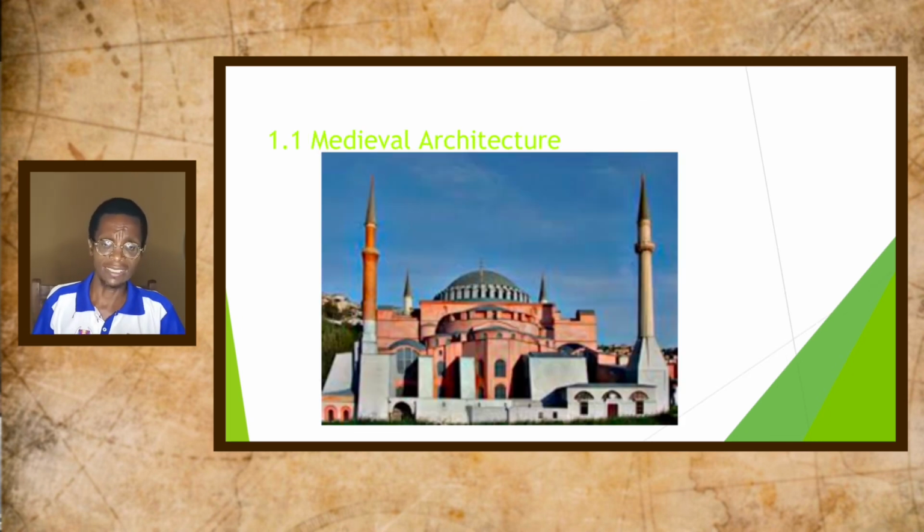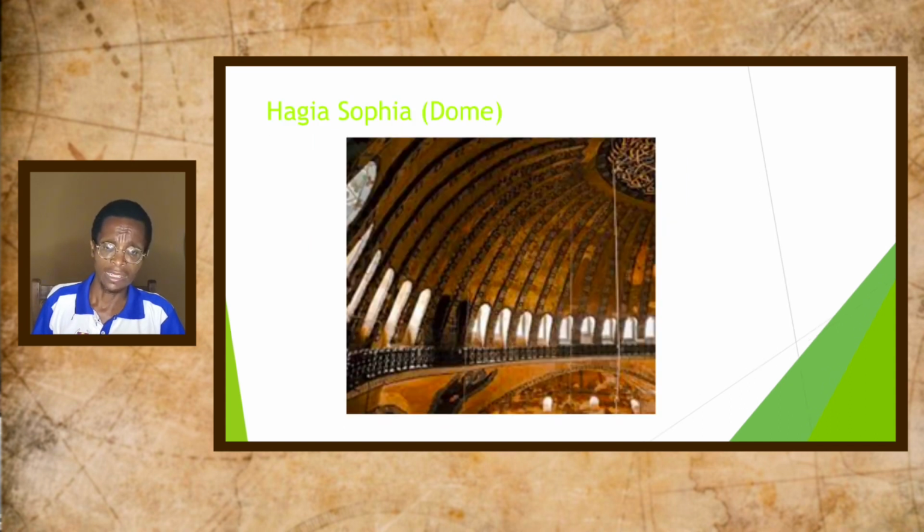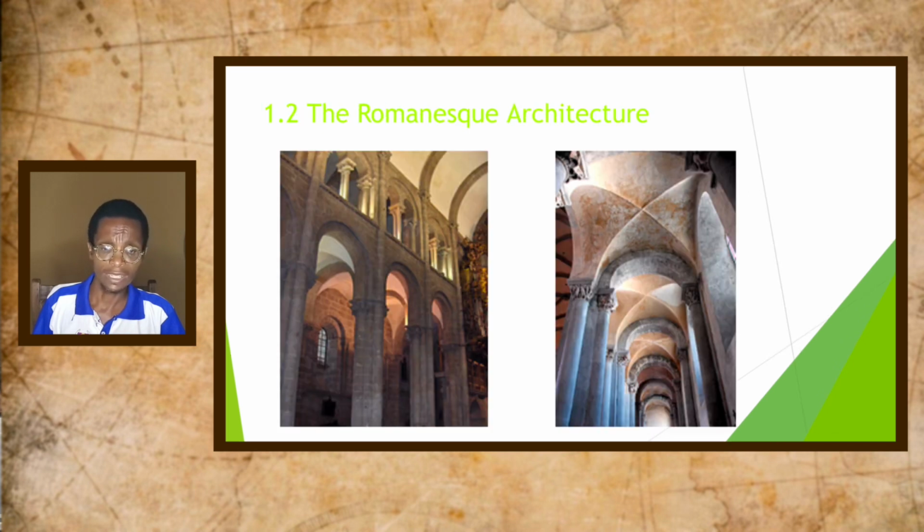Then following this is the medieval architecture. A very strong example of the medieval architecture is the Hagia Sophia. Like I said, it was designed by Anthemius and Isidorus, commissioned by Constantine in 313 AD. This is the building, and this is the dome, with drums underneath. Following this, we have the Romanesque architecture, which follows the Byzantine in time, as can be seen in the vaults and the roofs.